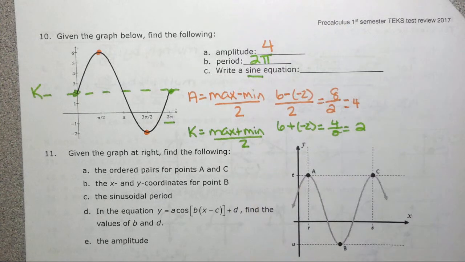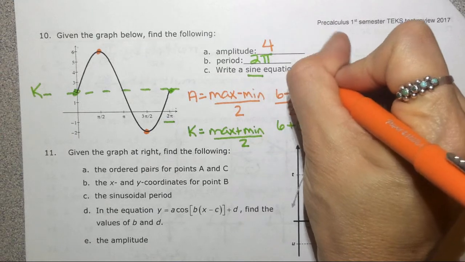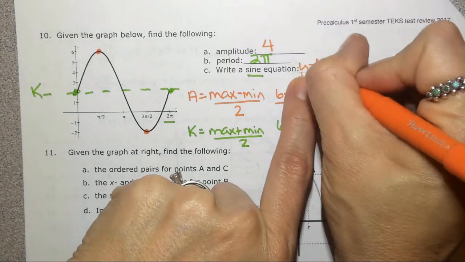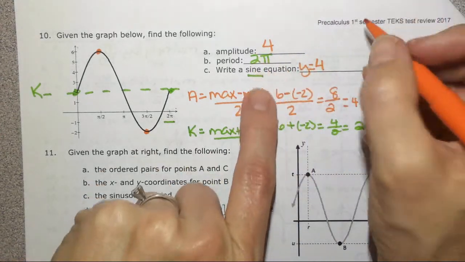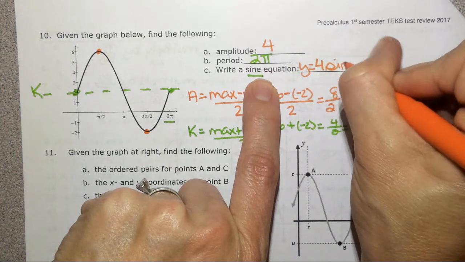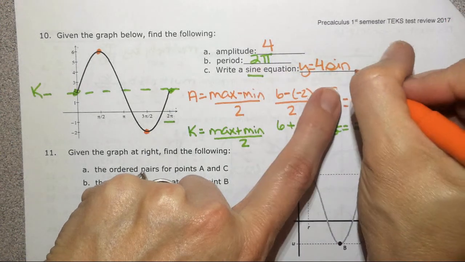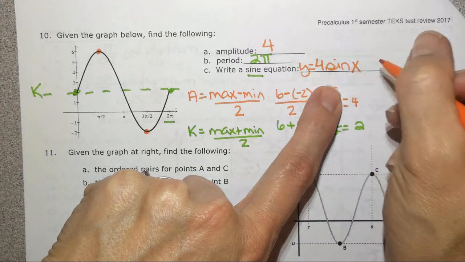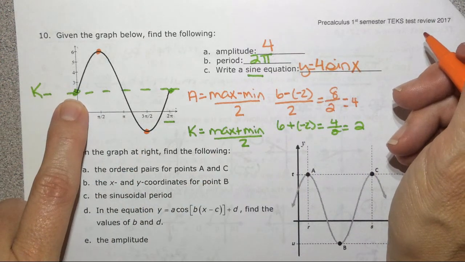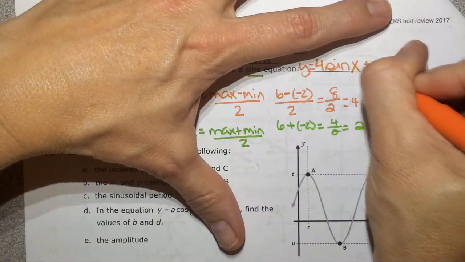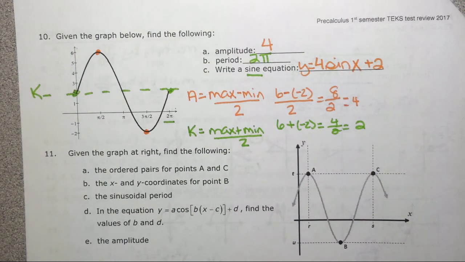Now I'm going to go write my equation. When you write your equation, like we reviewed at the front, you write your amplitude first. The amplitude is 4. They want me to write a sine curve. Since my period is 2 pi, it's just going to be sine x. And I shifted my graph up 2, because that's my axis of wave. And there's my equation. Okay, you're going to do the same kind of thing on number 11.